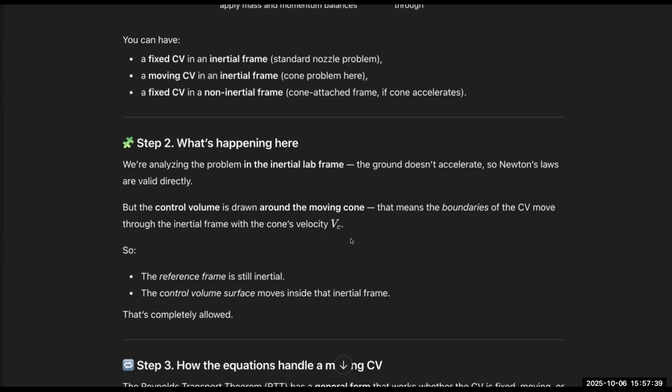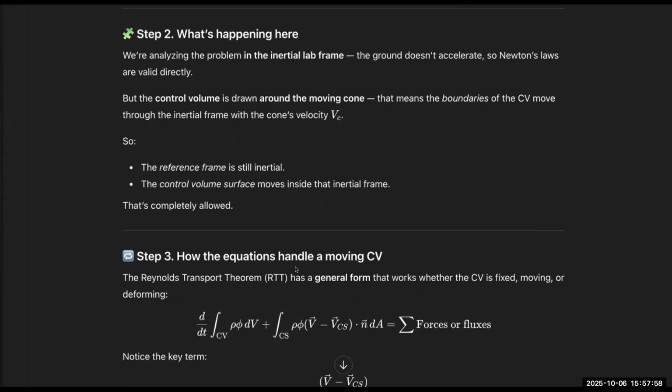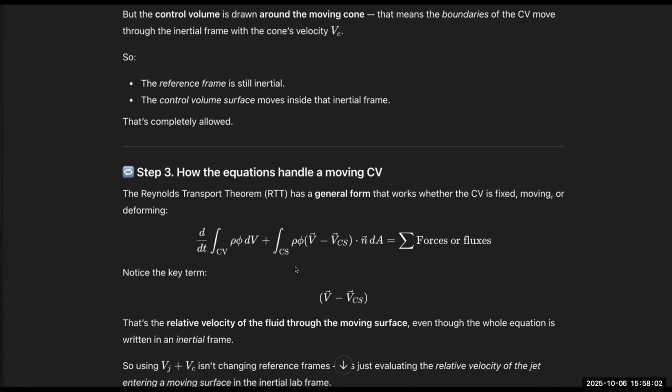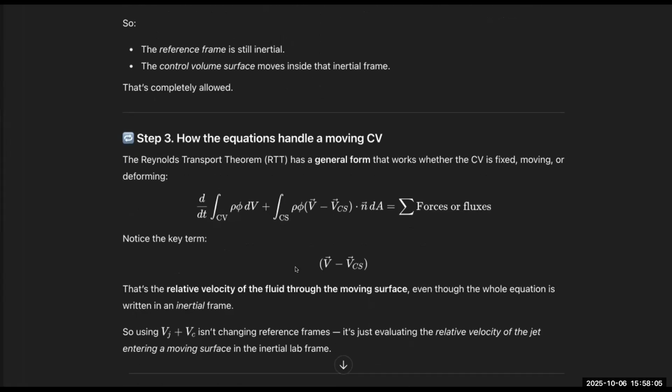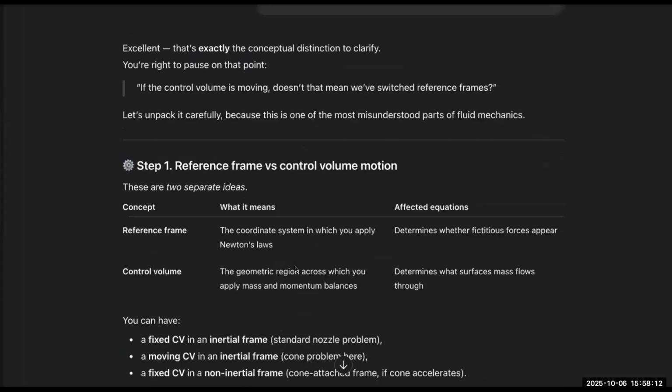So we're analyzing the problem in the inertial lab frame. The ground doesn't accelerate, so Newton's laws are valid directly, but the control volume is drawn around the moving cone. This means the boundaries of the control volume move through the inertial frame with the cone's velocity Vc. So the reference frame is still inertial, and the control volume surface moves inside that inertial frame, and that's completely allowed. So this is an important distinction.